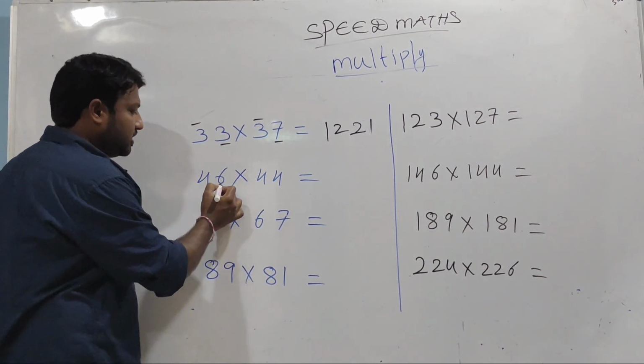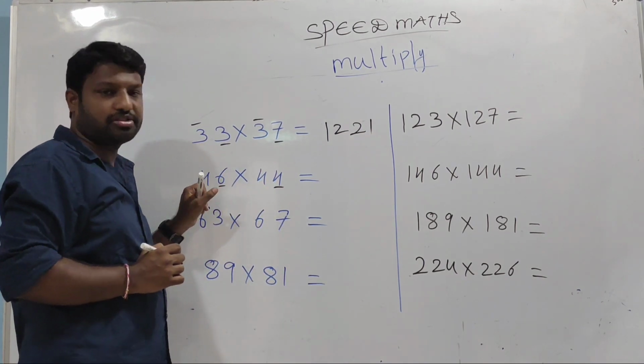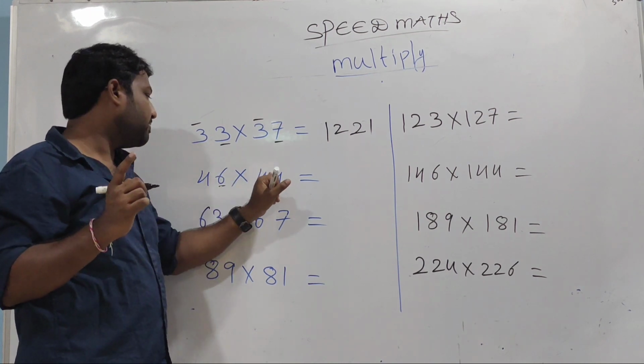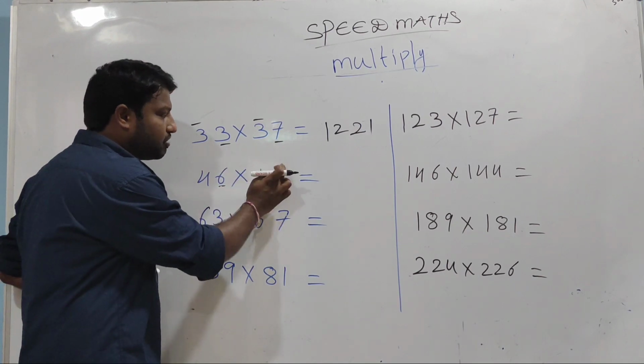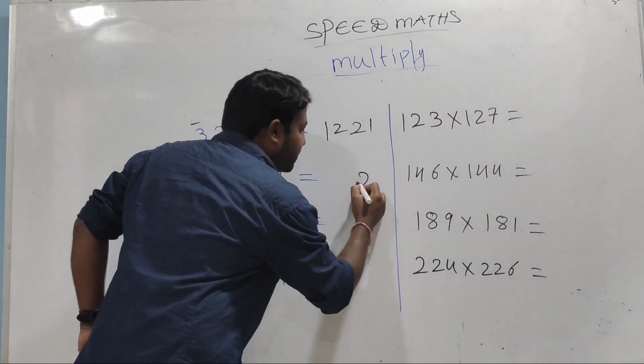Okay. See here. This digit is 6. This digit is 4. 6 plus 4, 10. And here also 4. Here also 4. So my condition is satisfying. Last digits if I add, I am getting 10 and before that digit should be equal. Here 4, here 4. Then directly what I will do, I will multiply these two numbers. Here 6 is there, here 4 is there. 6 4s are 24. I will write 24 here.